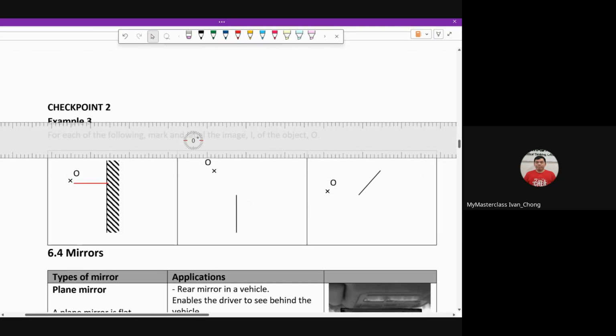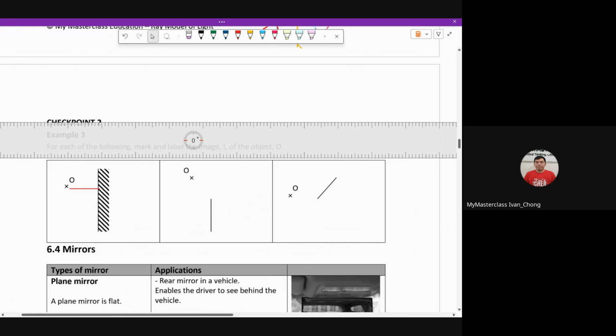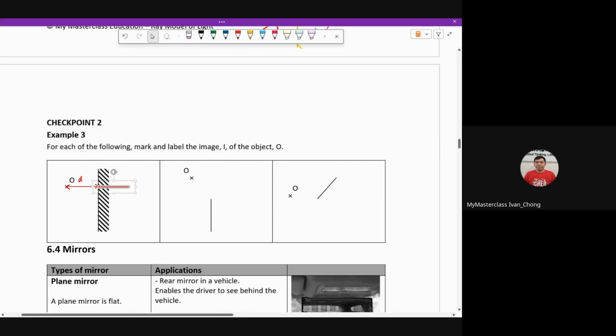Okay, I think that's one. So this one will be this distance over here. So we're going to measure this distance. And since I'm using OneNote, it's a little bit difficult to measure. I'm just going to copy paste. And you'll notice that over here, I'm going to put away my ruler.